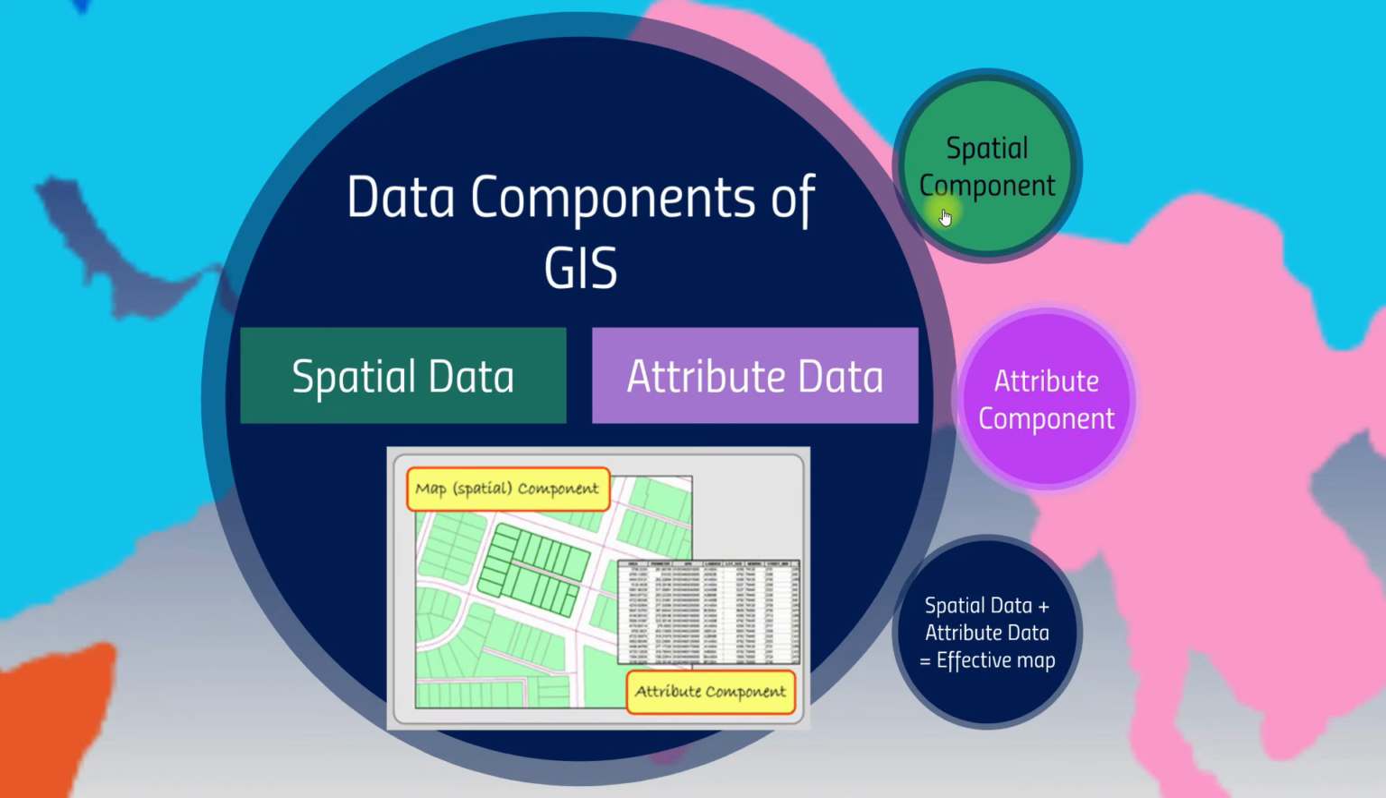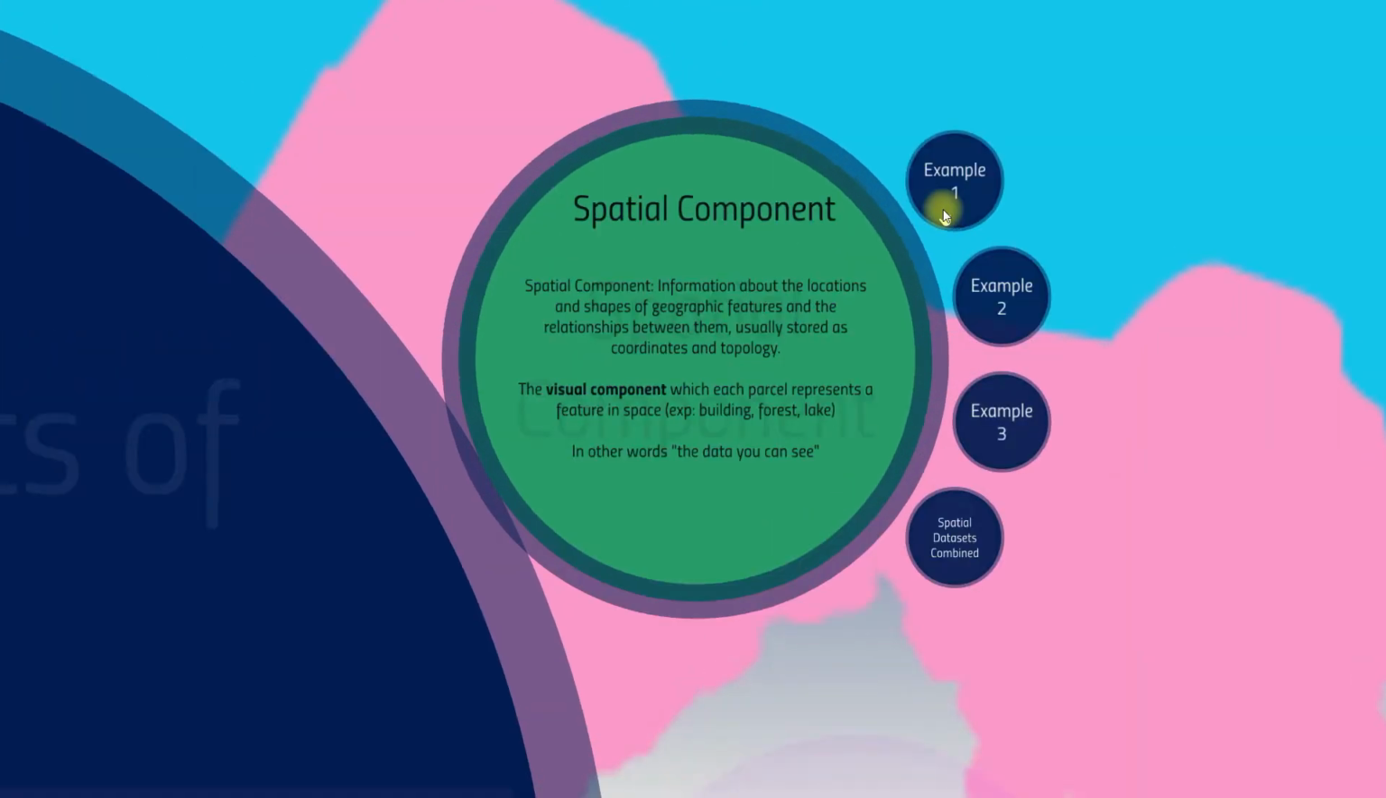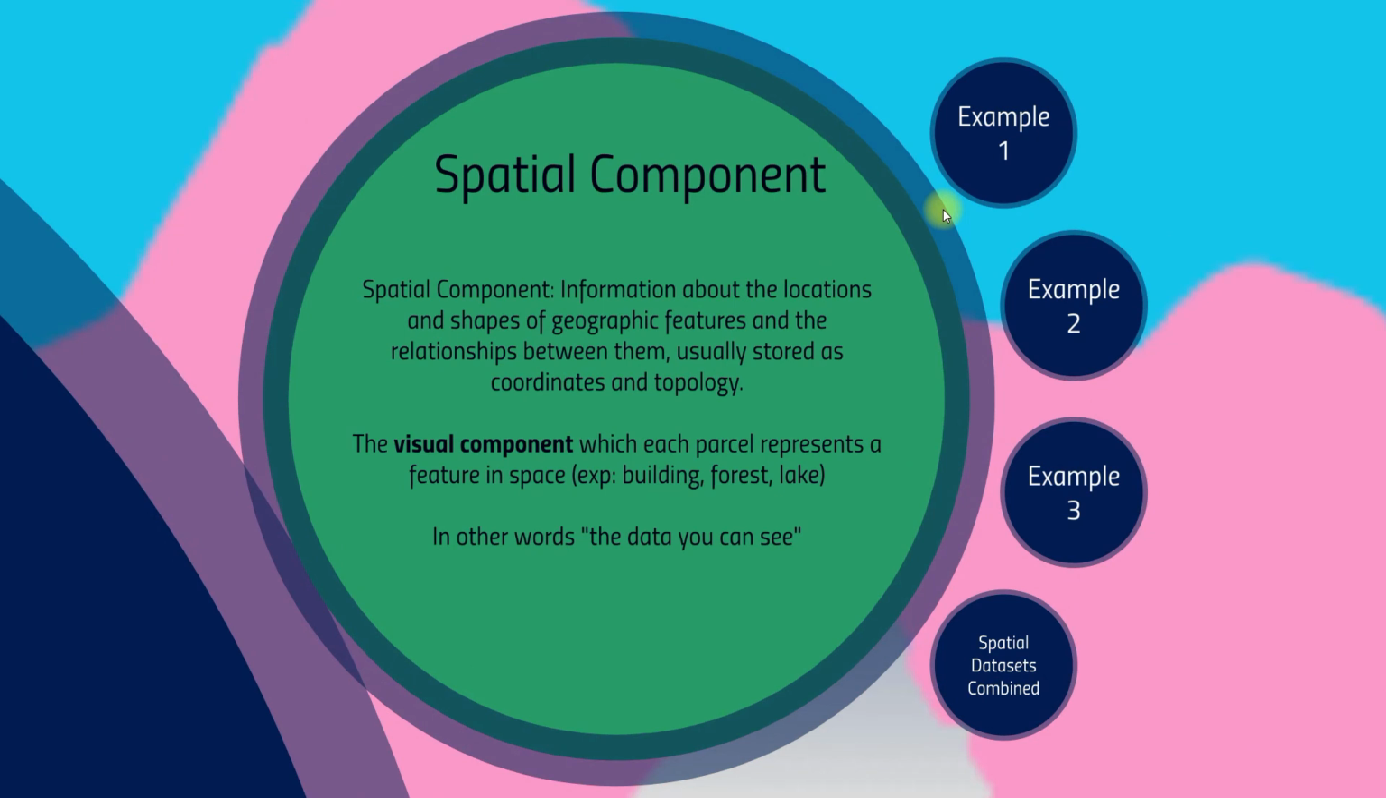Data components of GIS. What are the data components of GIS? How does GIS use the data components? The first is spatial data, and the other is attribute data. Let's talk about the spatial component. It is information about the location and shape of geographic features and the relationships between them, usually stored in coordinates and topology. Each feature represents something in space, such as a building, forest, or lake.